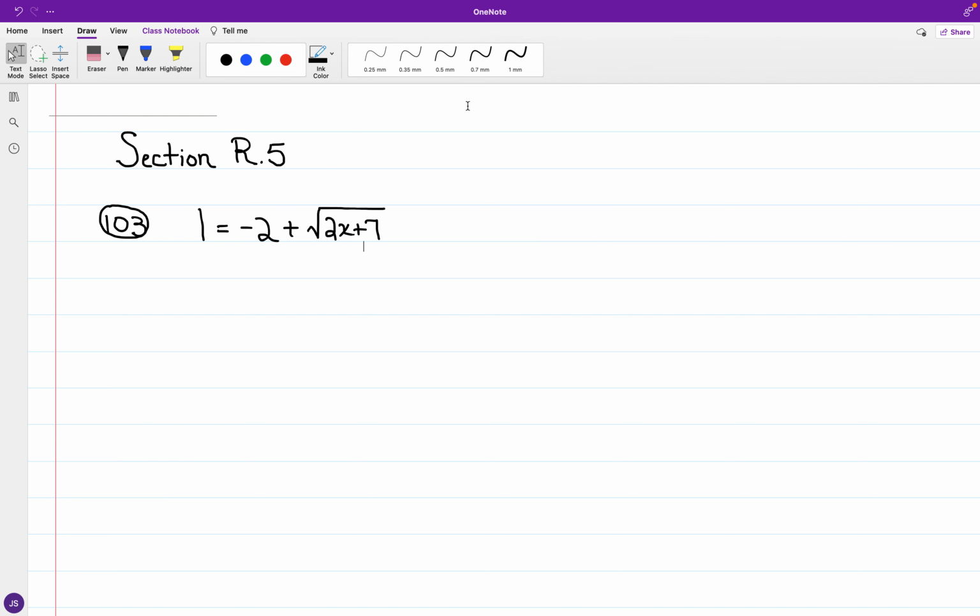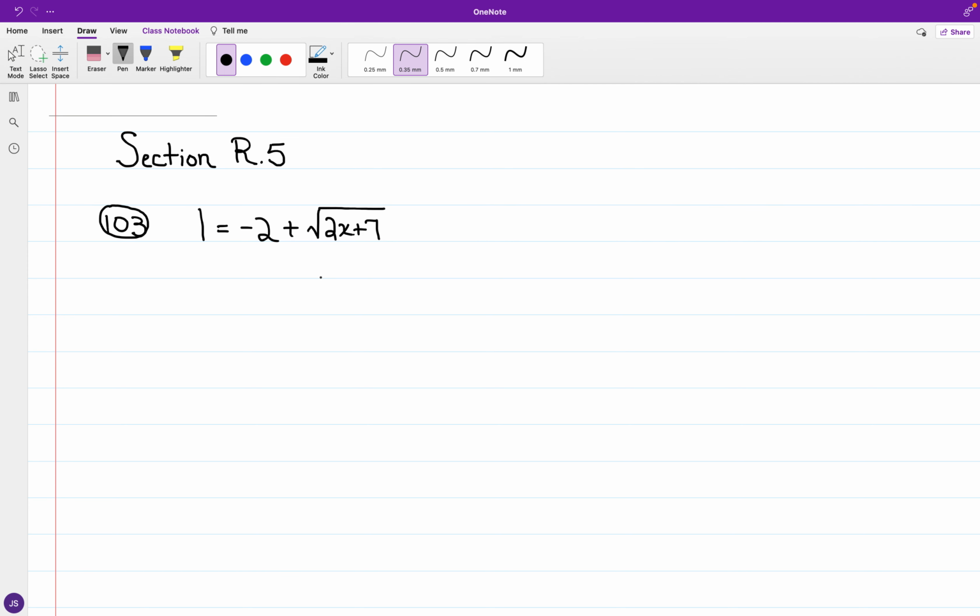Good afternoon. Just picking up with what we have been working with concerning radical and absolute value equations, looking at the set of problems from section R5. We are working with, again, radical equations, and we have the case in number 103.